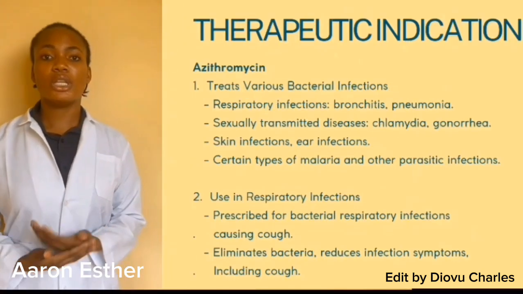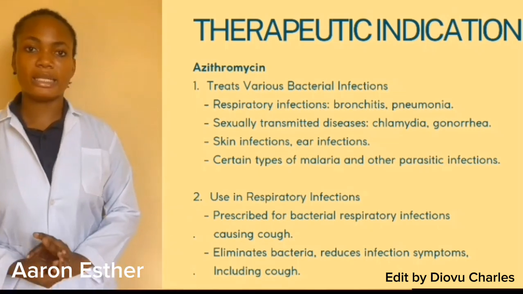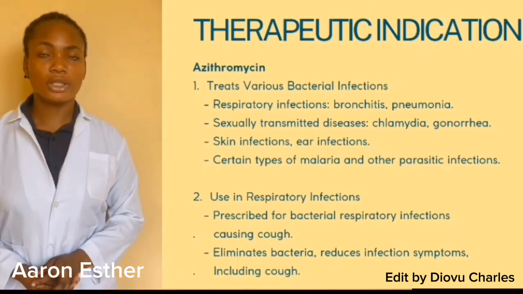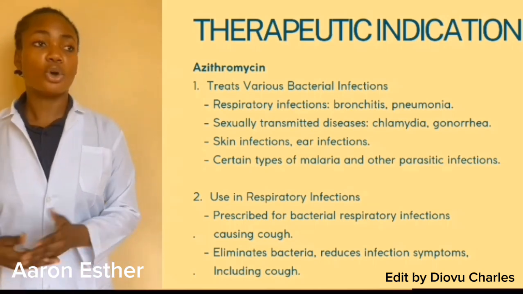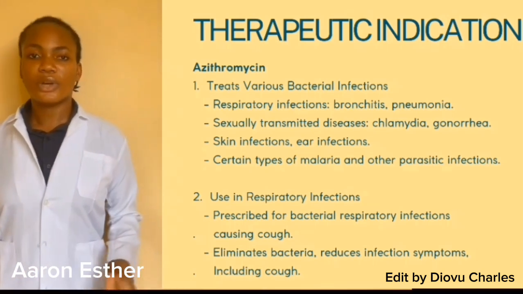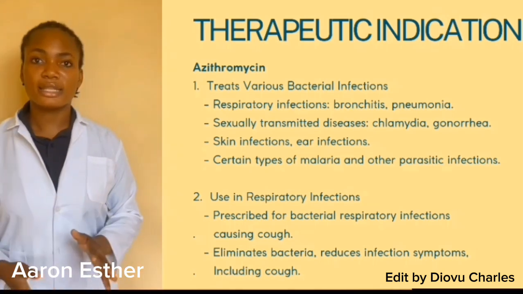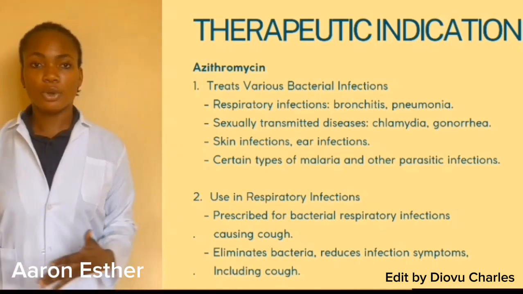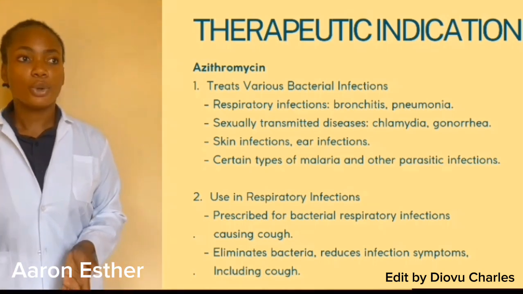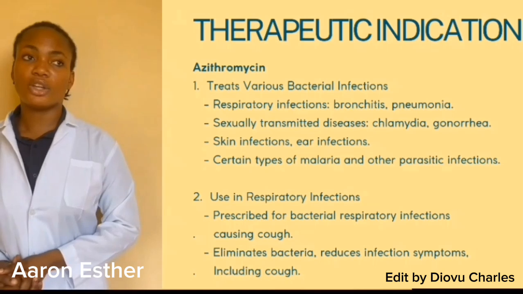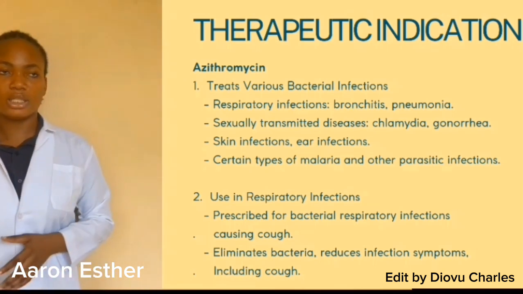I'll be taking you through the therapeutic indications of the 3 listed drugs. 1. Azithromycin. Azithromycin is an antibiotic that is used in the treatment of diseases caused by bacterial infections. We have respiratory infections, example, bronchitis and pneumonia. We have sexually transmitted diseases such as chlamydia and gonorrhea. We have skin and hair infections, and we have certain types of malaria or other parasitic diseases.